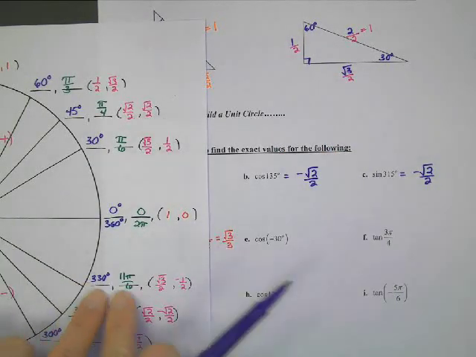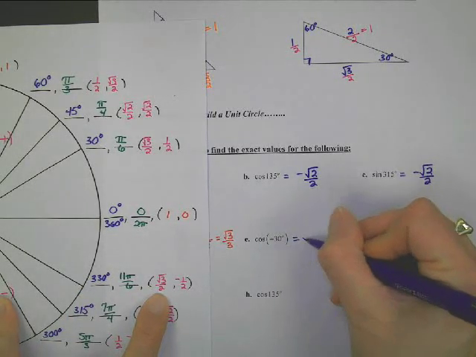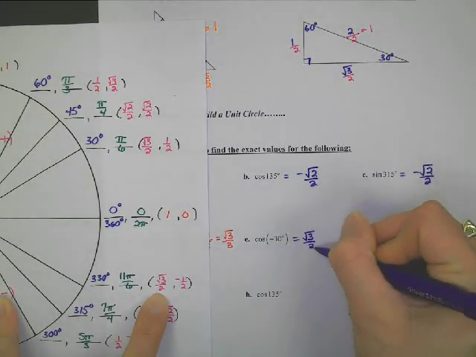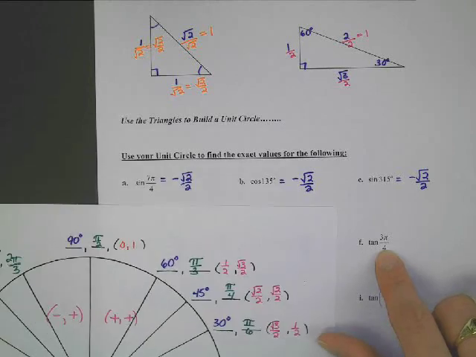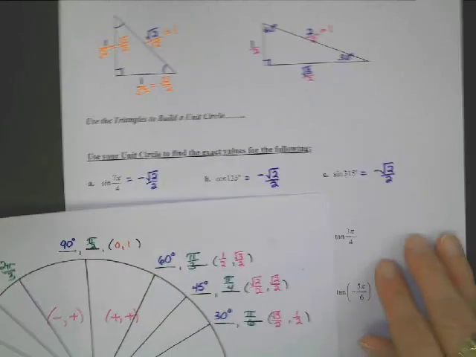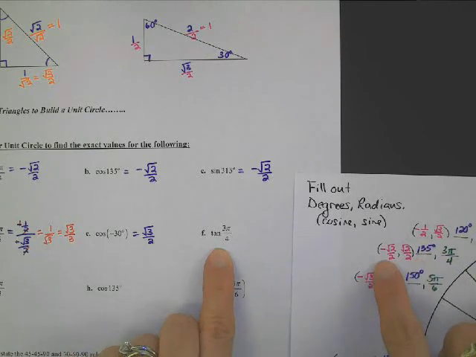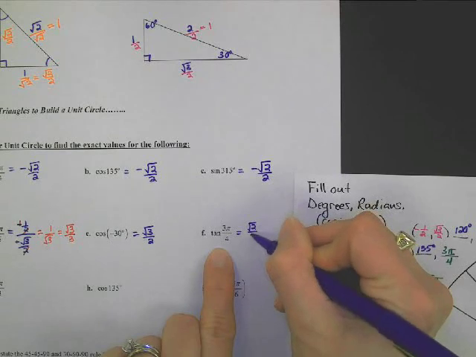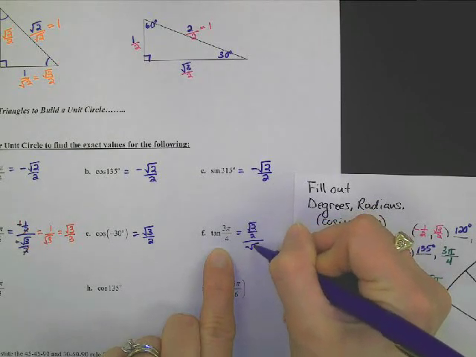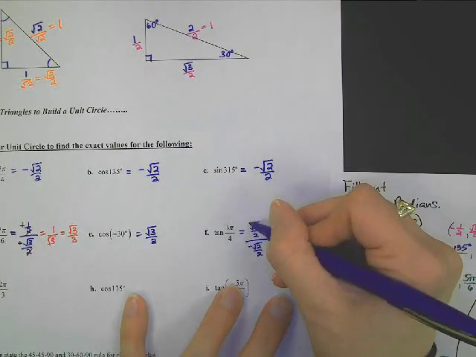Okay? 3 pi over 4. 3 pi over 4 is up in quadrant 2. And we have to find the tangent. Tangent is sine over cosine. So we have radical 2 over 2 divided by negative radical 2 over 2. Now I want you guys to think about this. This is something, and this is the same something but negative. Same over same. That's going to be negative 1.